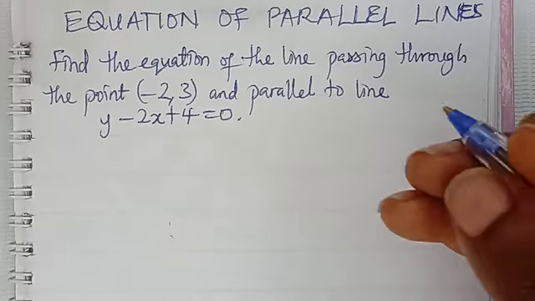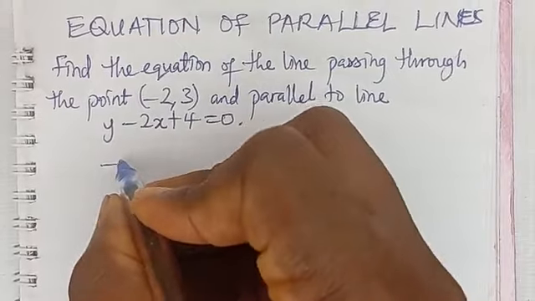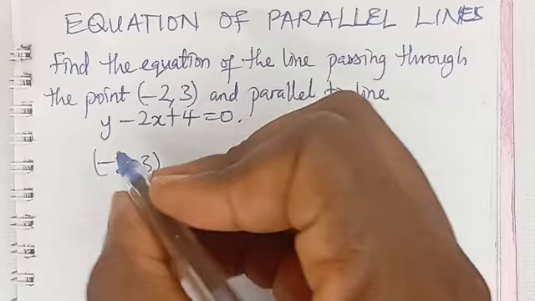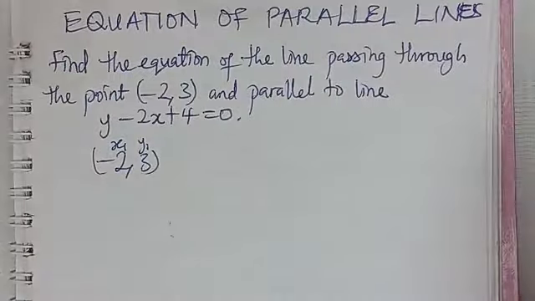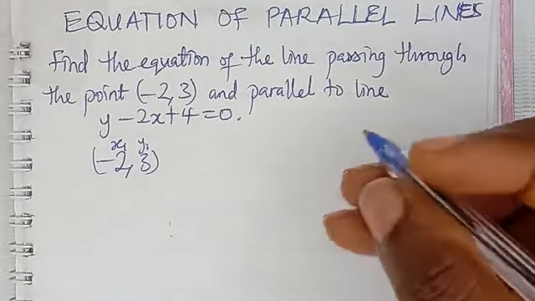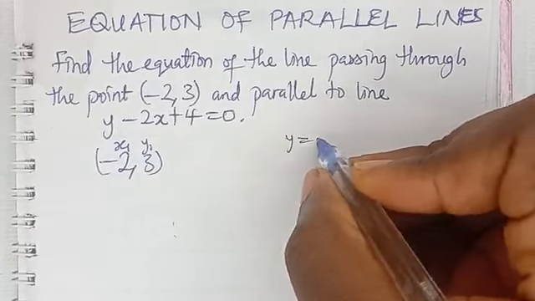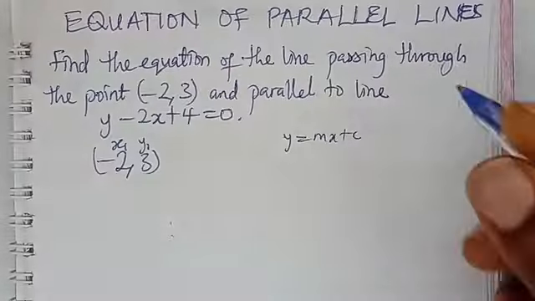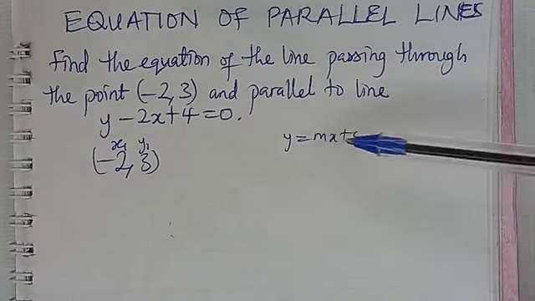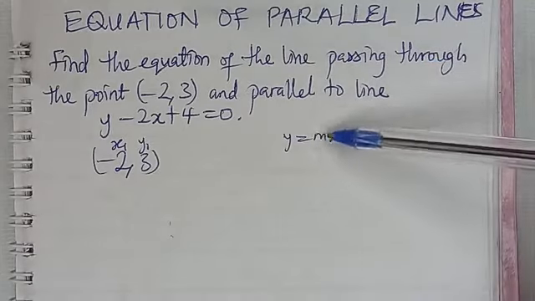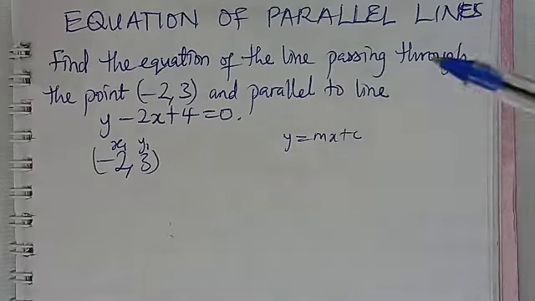Now the first thing we are going to do is write out these points given, minus 2, 3, and of course we'll name that x1, y1, right? Then from this equation, we are going to relate it to this form, y equal to mx plus c. Now, why is this important? That is because parallel lines have equal gradients or slope. The slope of parallel lines are equal, or the gradients of parallel lines are equal.